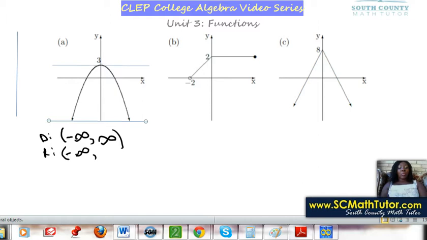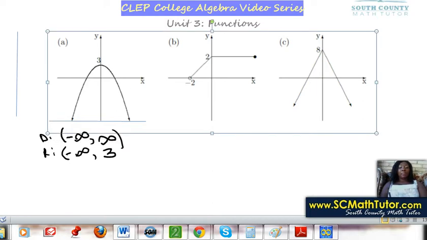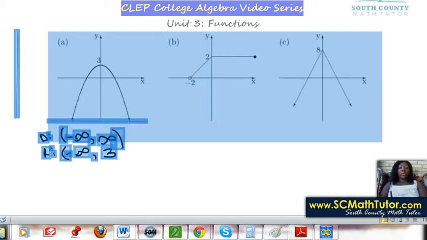Okay, and you look at your tool and notice that on the y-axis, the only place it crosses, that number is 3. Okay, that number is 3. So that means that this graph is going from negative infinity to positive 3. Okay, and so let me do this.